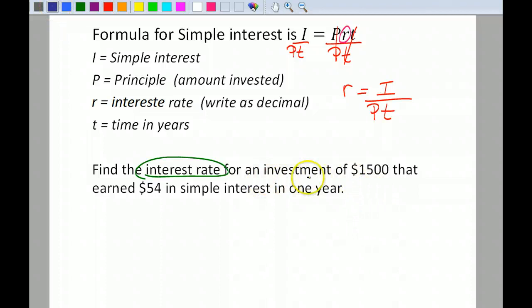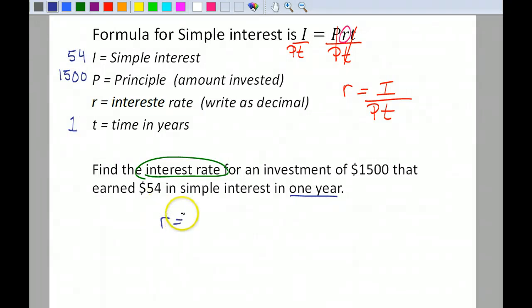Okay, my initial investment was $1,500, so that's my principal. Just going to write a little note over here so I know where everything goes. Okay, 1 year is my time. My interest rate's what I'm looking for. Now, how much simple interest did I earn? I earned $54. So now I'm just going to plug this in.